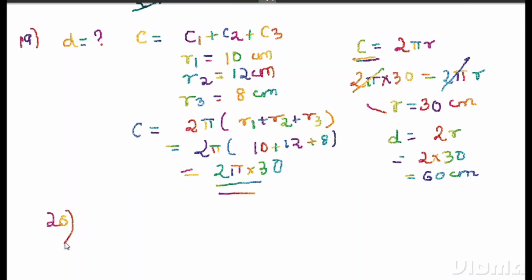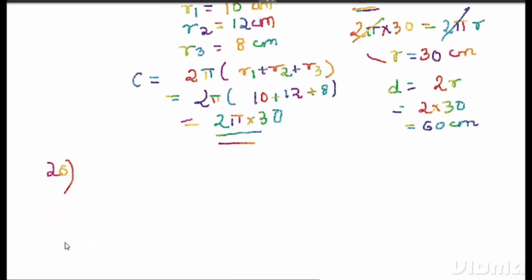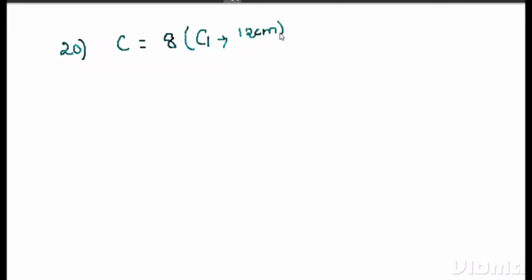Now let's see the 20th question. What does my 20th question say? The 20th question says that the circumference of a circle is 8 times the circumference of another circle. Let's keep this as C1, and the radius of this C1 is given to me as 12 centimeter. So you have to find the radius, or rather the diameter, of this circle.